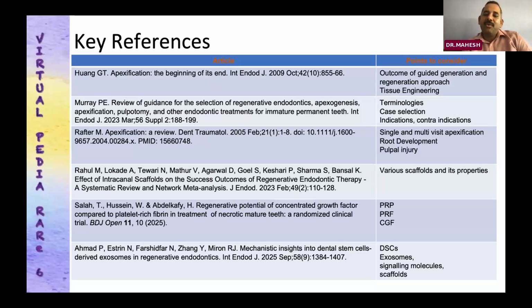And then to read more on your PRP and PRF, it is always better that you read one in the British Dental Journal in 2025, on the regenerative potential of concentrated growth factors to platelet-rich fibrin. So this will also tell you more about the properties of each material, and the indications of where all we can use those particular materials. And then the last one which I came across when preparing is one in 2025 in the International Endodontic Journal, which tells you more about dental pulp stem cells, the signaling molecules, and the scaffolds which can be used for any regenerative endodontic procedures.